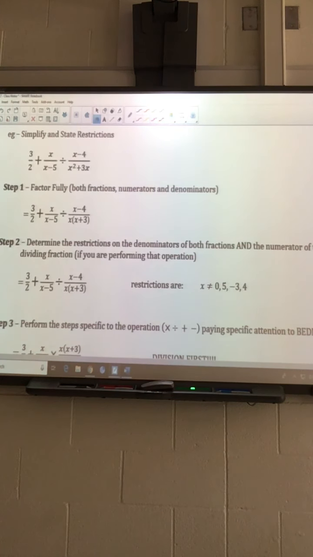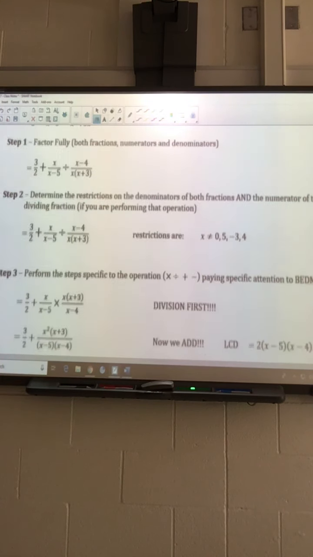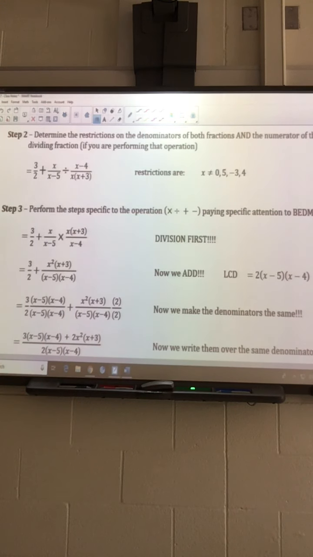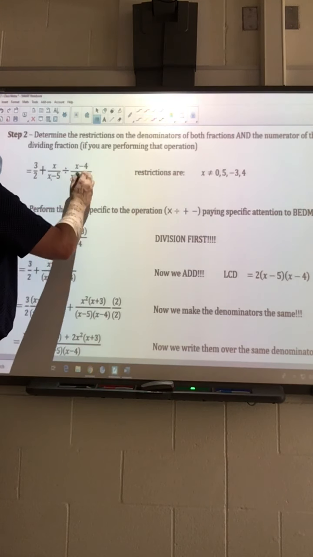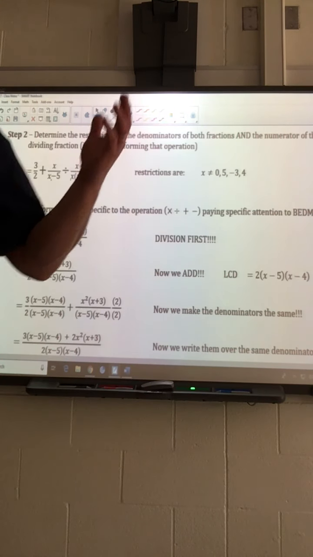But the first two steps are still the same. Factor. Now, there isn't much factoring going on in this example. Okay, no factor, no factor, no factor. Okay. And then step two, determine the restrictions. Same deal. Now, what's tricky is people go, okay, restrictions. X can't be 5, X can't be 0, X can't be negative 3, right?